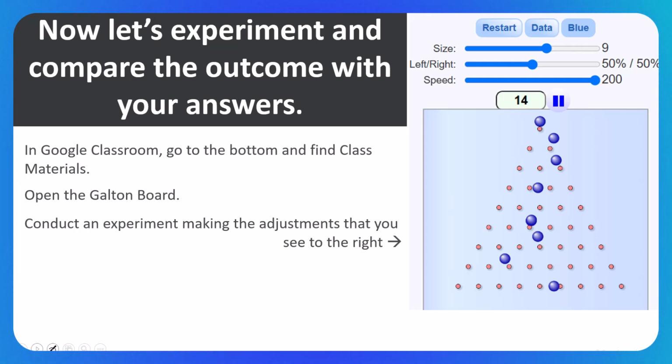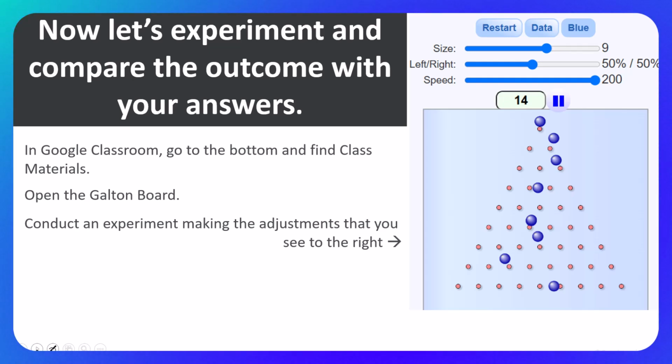All right, so when you open up the Galton board, you should see this. So we're going to change our size to 9 because we have 9 containers. With those balls being dropped, they can fall into 9 different containers. And then we're going to change, if it's not already, 50-50, okay, and make that adjustment left to right to 50-50, and then speed it up as fast as you can.